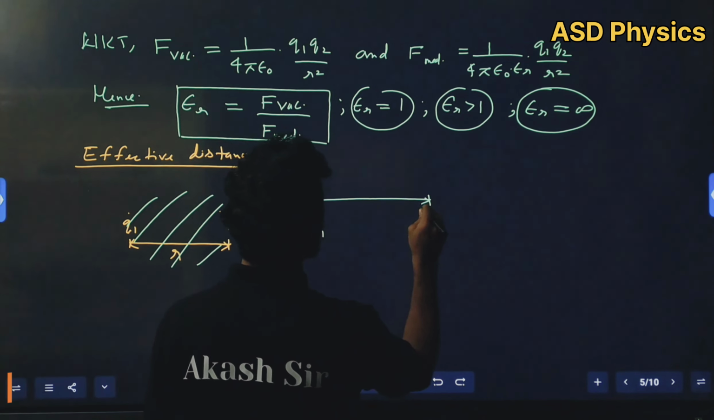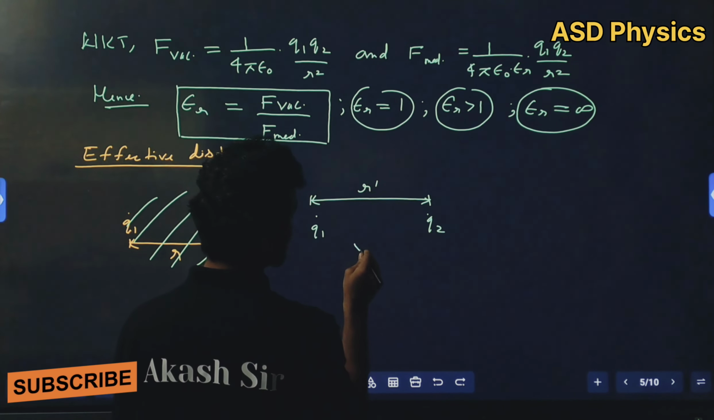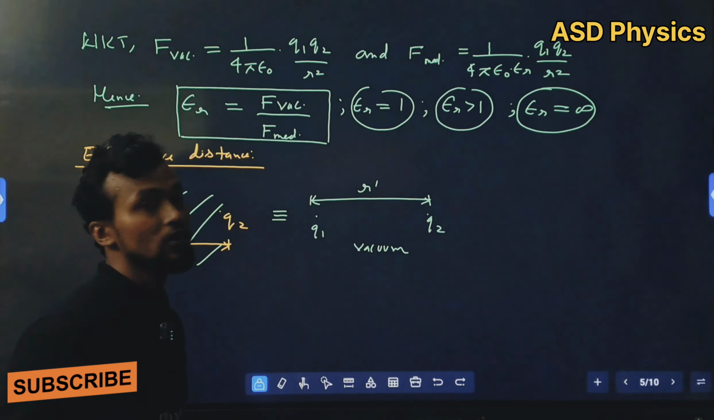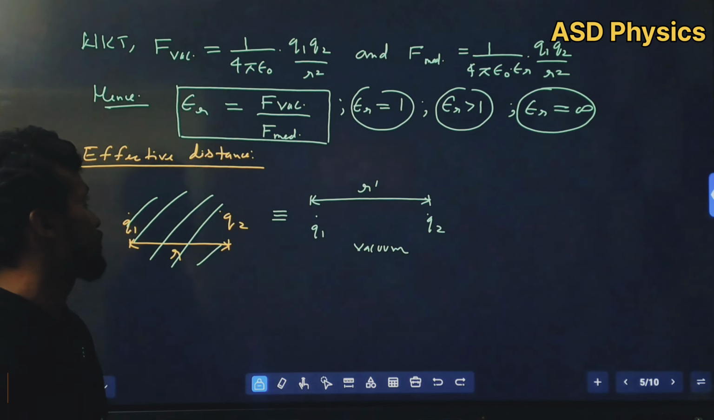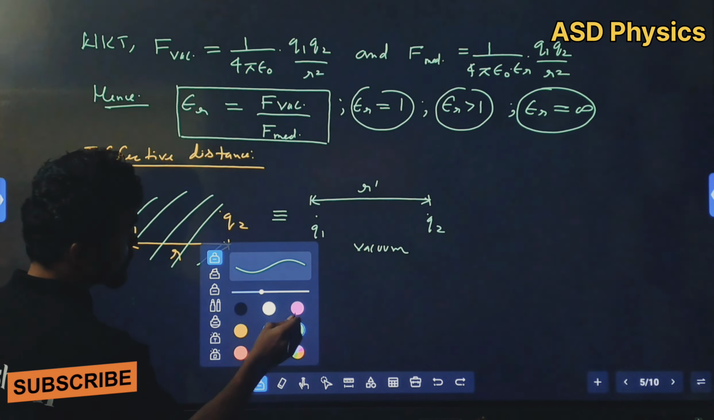So let's take this distance here. I have taken R dash, and here which medium is there? Vacuum is there. So effective distance means this r dash is called which distance? Effective distance here. Okay, so effective distance. But the thing should be what? The forces should be same.